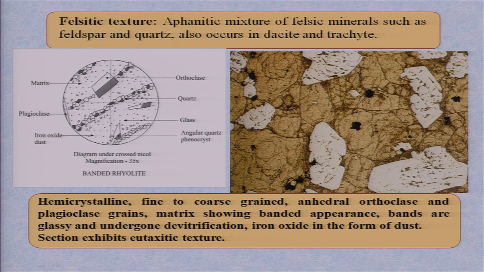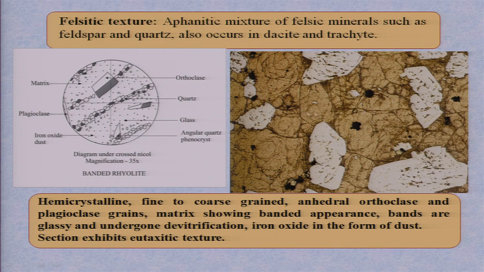Now, I am citing an example of felsitic texture in another rock. Aphanitic mixtures of felsic minerals such as feldspar and quartz also occur in dacite and trachyte. Here I am citing an example of the same kind of texture, but in different types of rocks, called dacite and trachyte. Both are volcanic rocks. Here the dacite, how it looks under the microscope: hemicrystalline, fine to coarse grained, anhedral orthoclase. This is an orthoclase. And plagioclase grains, matrix showing banded appearance.